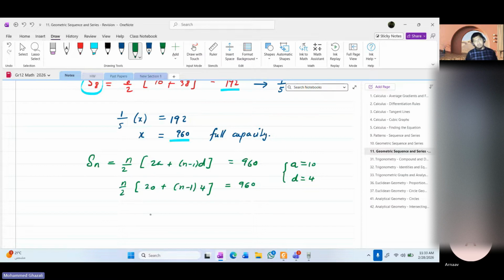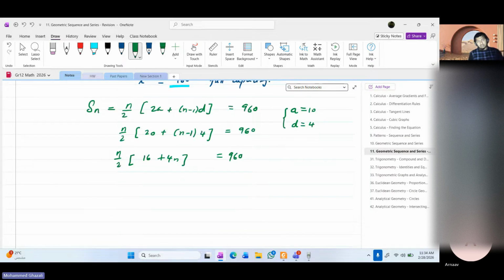I think you need to make a quadratic and solve here as well. So n over 2, 20 minus 4 is 16, and n times 4 is 4n. Now we're going to open everything up. n over 2 times 4n is 2n squared. n over 2 times 16 is 8n, minus 960 is equal to 0. We can still divide by 2. So n squared plus 4n minus 480 is equal to 0.